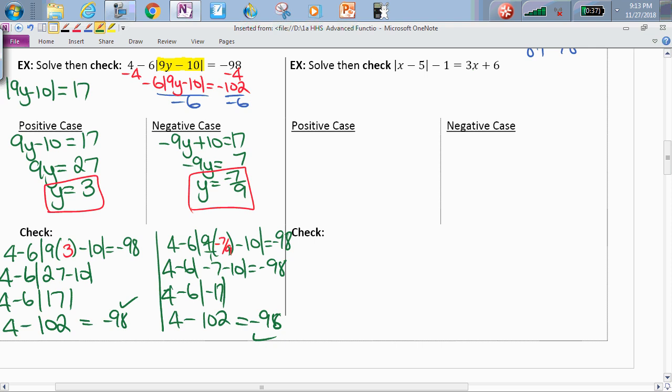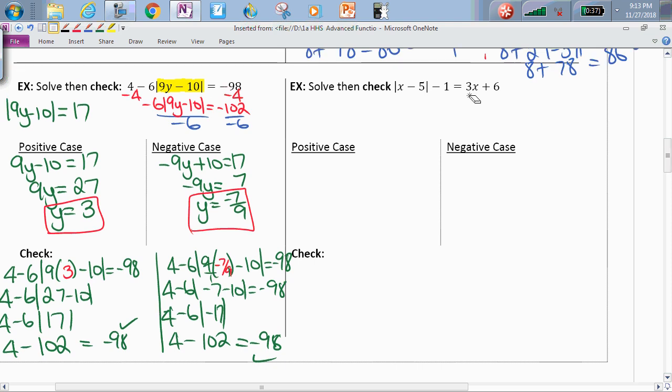So this one is a little bit different. Notice that they've got an x over here. So we're going to add 1 to both sides because I want to isolate the absolute value. And we have the absolute value of x minus 5 equals 3x plus 7. So now this time, we're going to just write it out. x minus 5 equals 3x plus 7, and we're just going to solve.